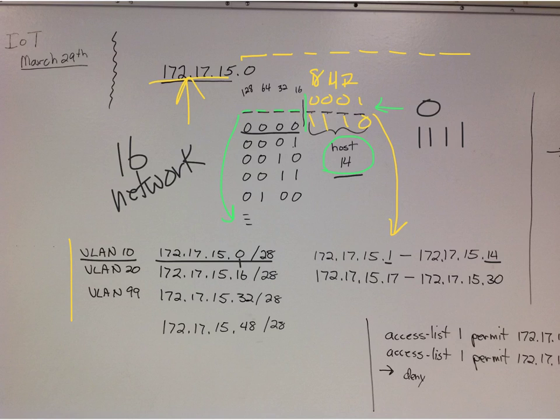And then the next one starts at 17, 1 more than 16, and ends at 30, 2 less than 32. And you can build all these networks. And then we assign these networks to the different VLANs, because they each need their own network. Then we did an example here of an access list. Talk more about that here in a minute.